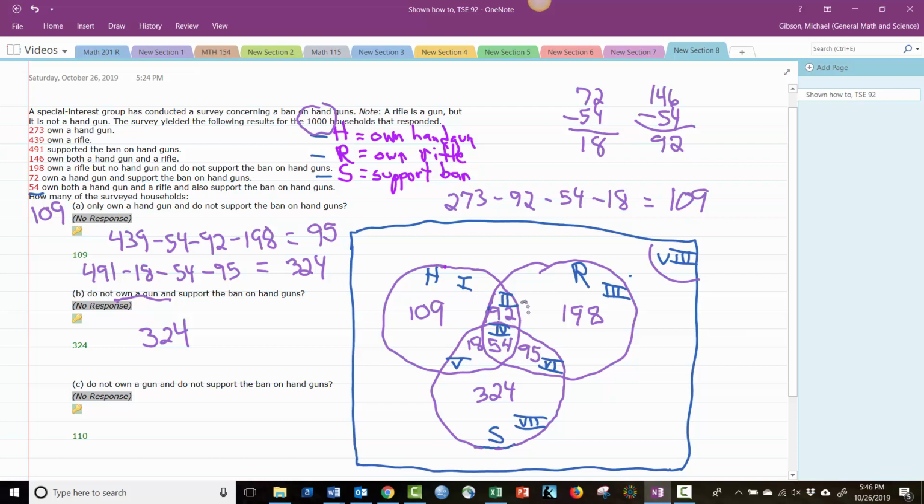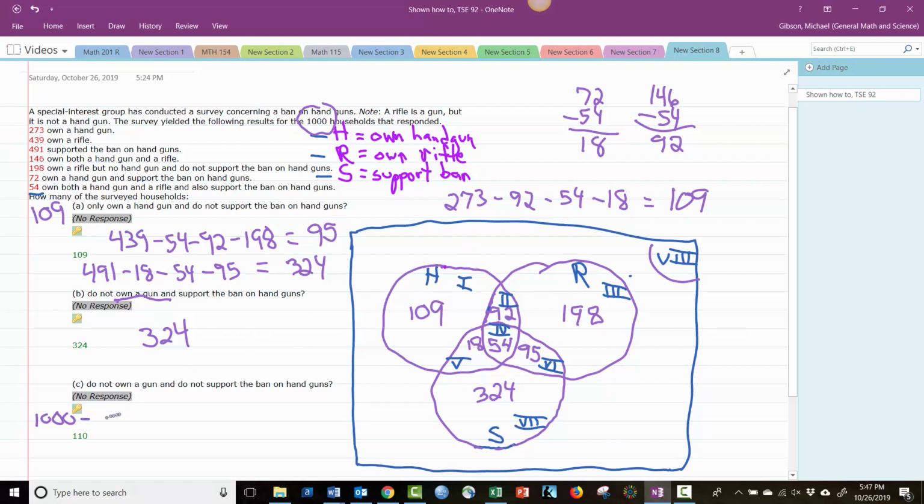See, this is his thing. They don't own a gun, they're not in the H circle or the R circle, and they don't support the ban, they're not in the S circle. So we're going to have to figure out the people outside everything here, right? So they said there were 1,000 people, 1,000 total people surveyed. Okay. And we're going to have to subtract off every piece we got here.